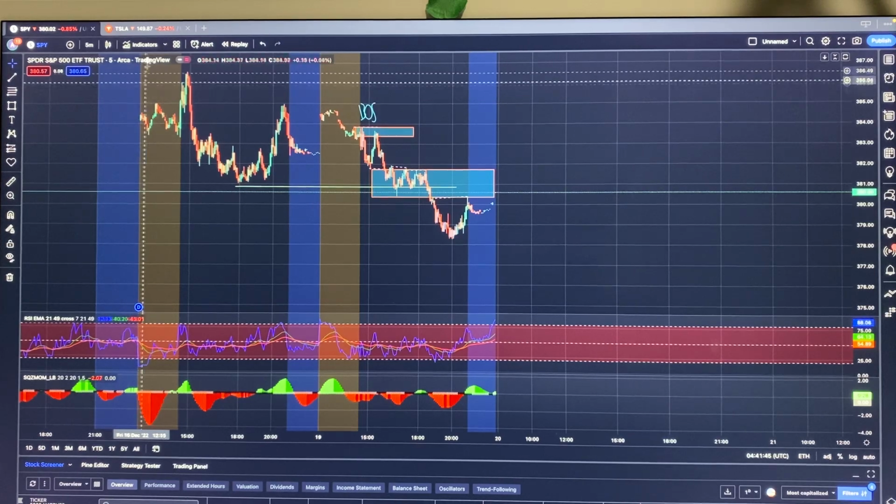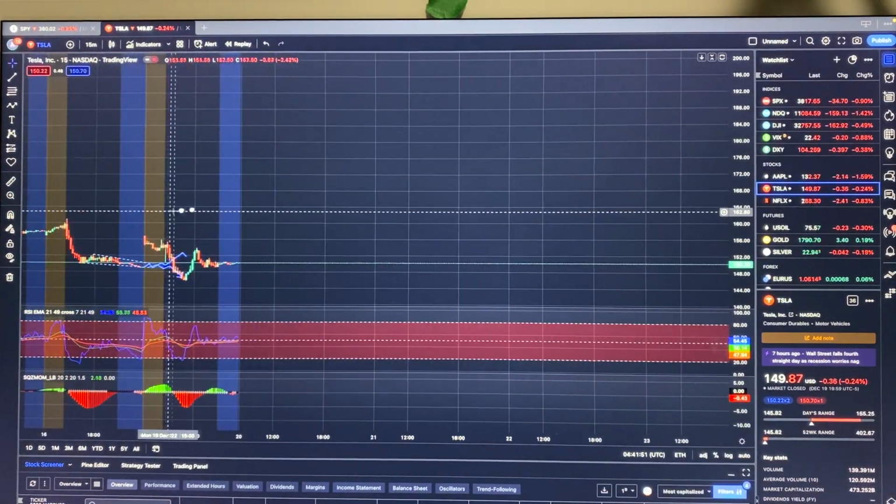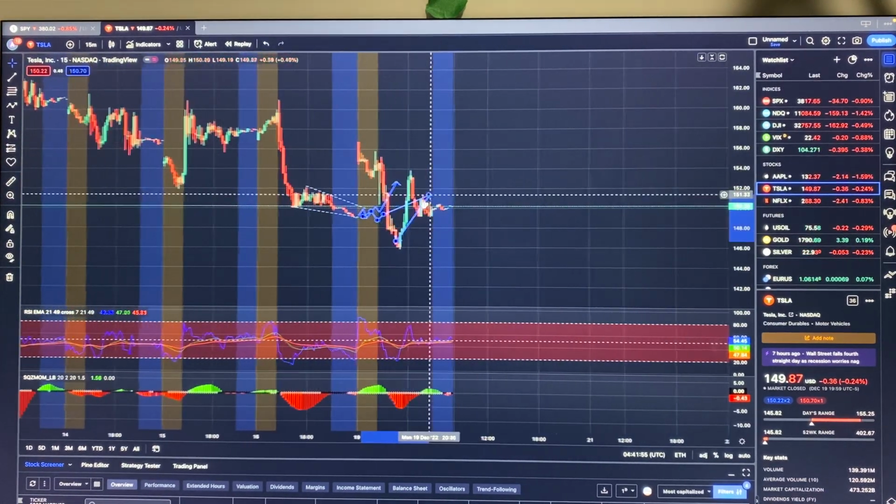All right, now let's look over Tesla, excuse me. So right off the bat again, you can see another gap. Let me get rid of this stuff.